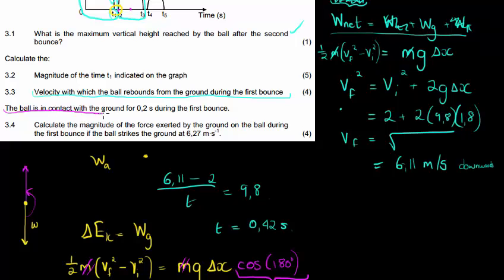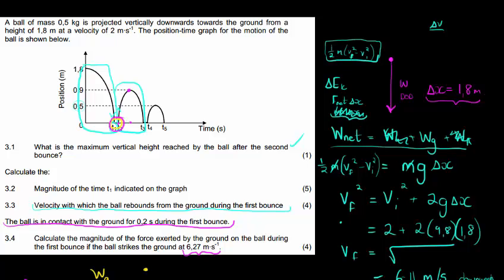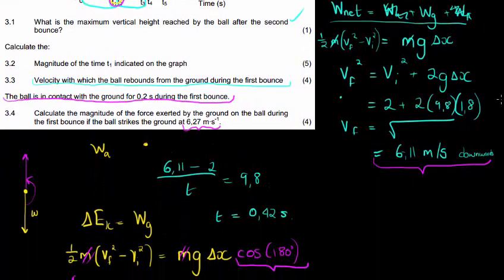The ball is in contact with the ground for 0.2 seconds during the first bounce. Okay. So there's the first bounce for 0.2 seconds. Calculate the magnitude of the force exerted by the ground on the ball during the bounce if the ball strikes the ground at 6.27 meters per second. Okay, so I don't know if we calculated it wrong, but they tell us that it should be that, but that's okay, it doesn't matter. I'm sure we did it.